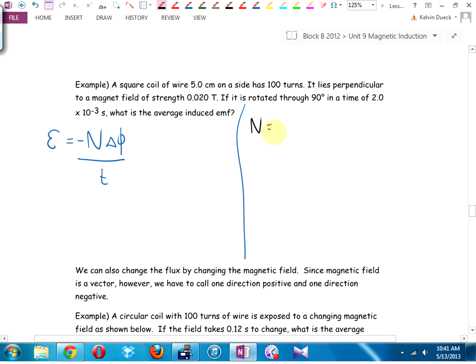Okay, you've got to read the question. If you don't see anything like a number of turns, then go look. Did they refer to it by singular? 100. Austin, redeem yourself. What's time? I think that's 0.002, which is faster to type on my calculator. I need the change in flux. What's change in anything? Final minus initial.